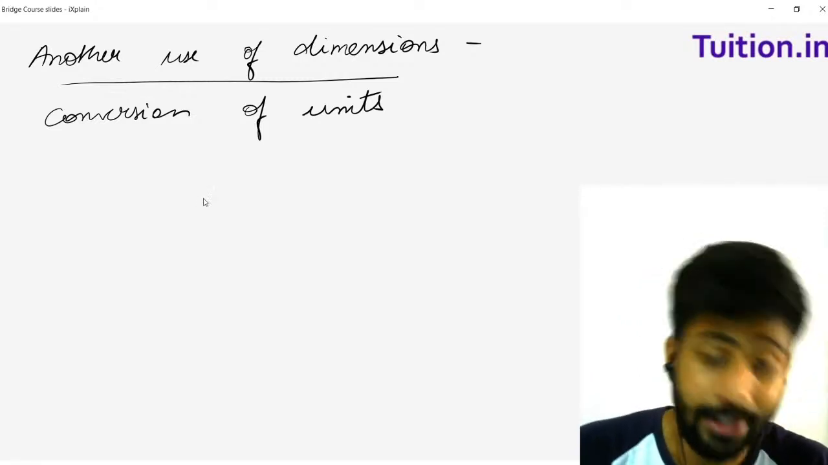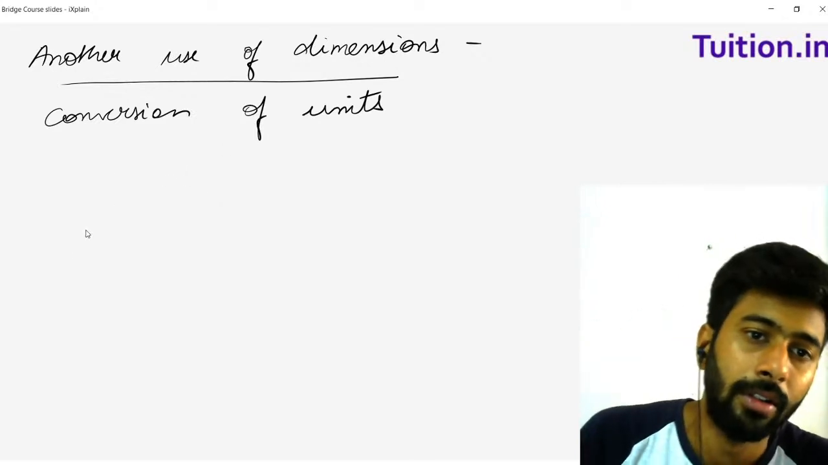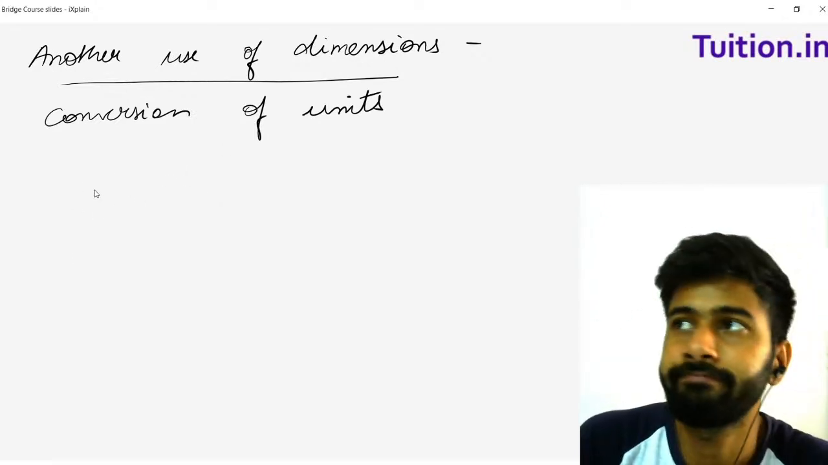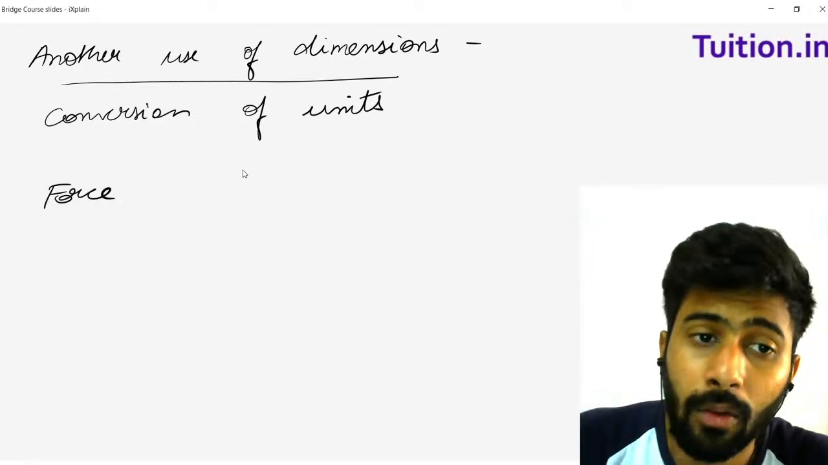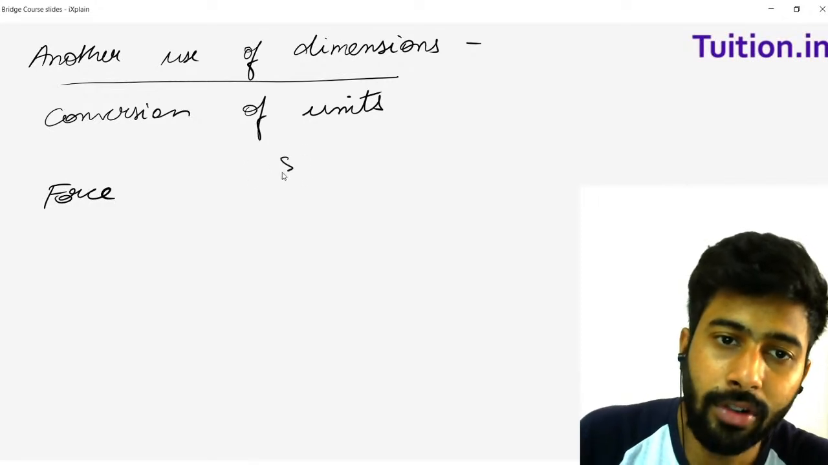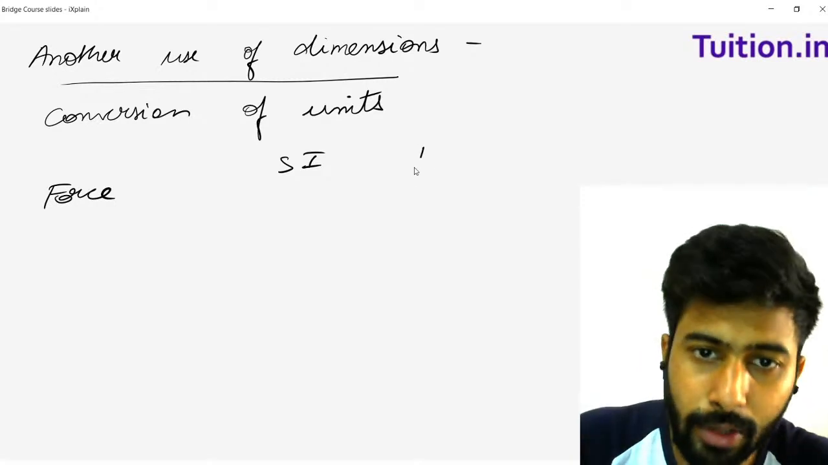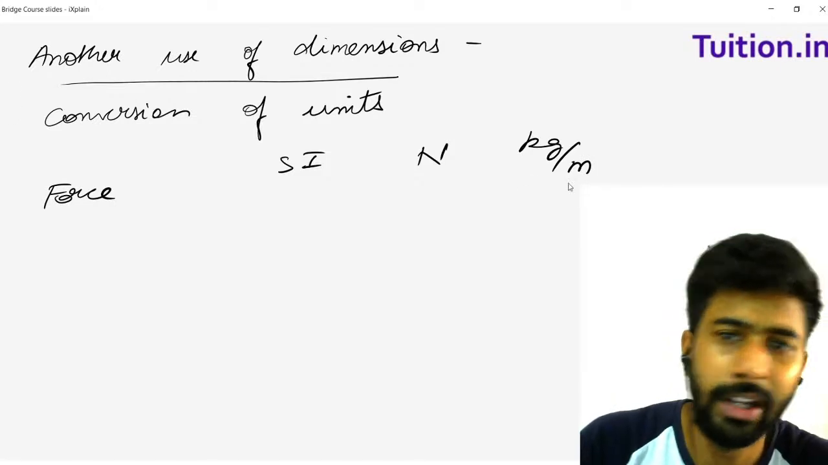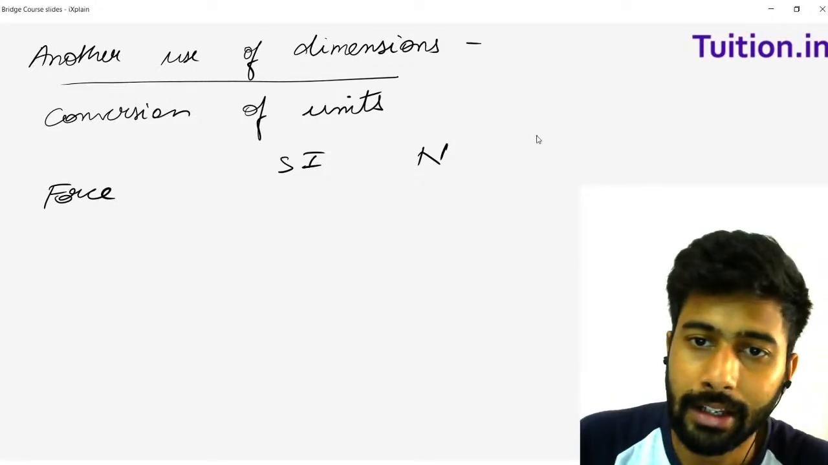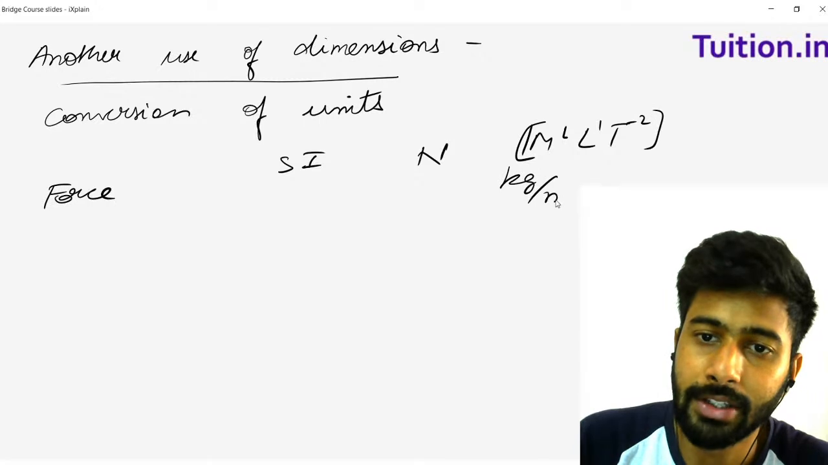Like for instance, I might ask you, take force. What is the SI unit of force? It is nothing but newtons, and we know it is kg meter per second square, right? We have been doing it for a while now in the class. The dimension is mass power 1, length power 1, T power minus 2, which means it's kg meter per second square.